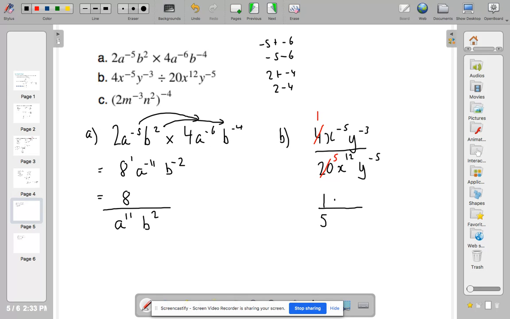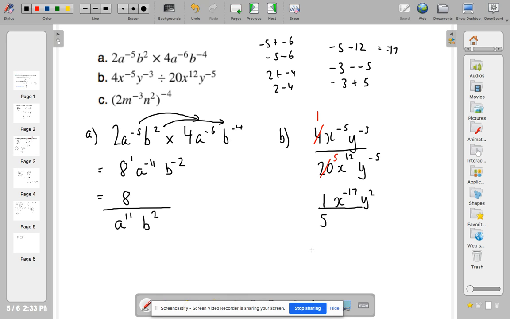Now, we've got the x's. We subtract the indices because we're dividing. So we've got -5 on top, take 12 on the bottom. -5 take 12 is -17. So we've got x to the power of -17. Next one, -3 on top, -5 on the bottom for the y's. Here's the tricky bit. -3 minus -5. We might have learned from earlier maths that minus is effectively a plus. So it's +5. So -3 plus 5 is y to the power of +2.